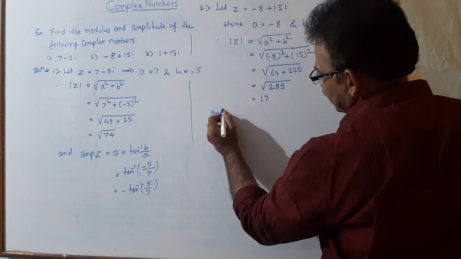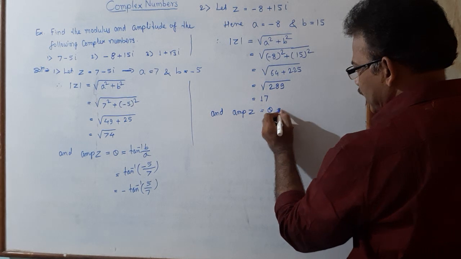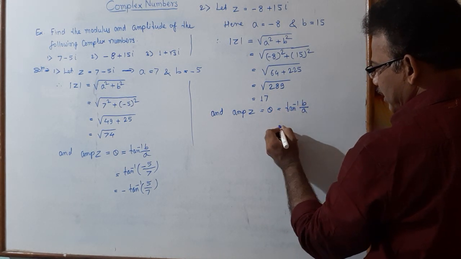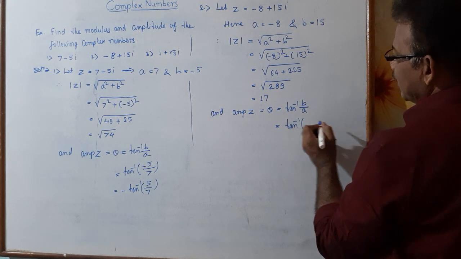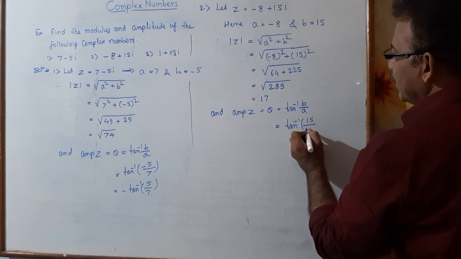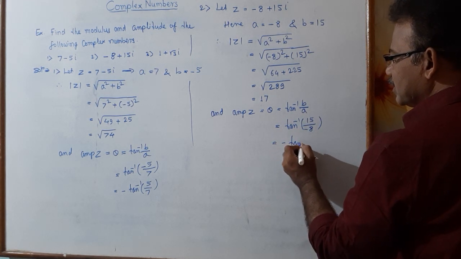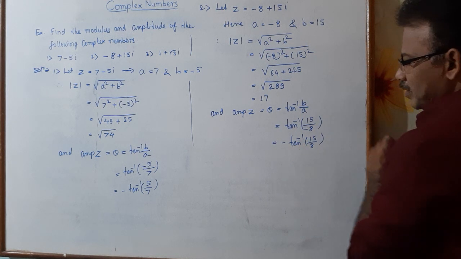And amplitude of z, which is theta, and that is given by tan inverse b divided by a. Substitute here values for b and a. Here b is 15 and a minus 8. Take minus sign outside, so we get minus tan inverse 15 divided by 8.